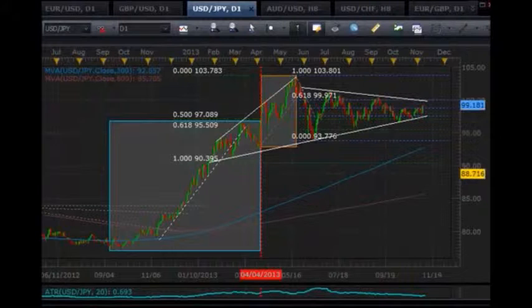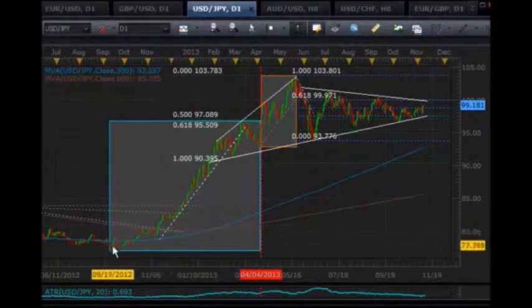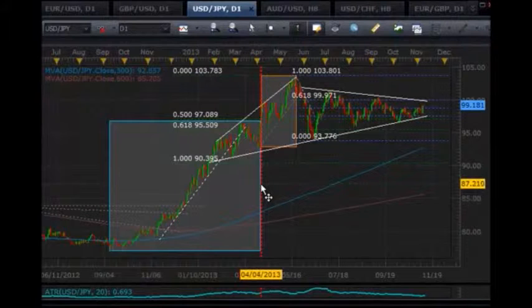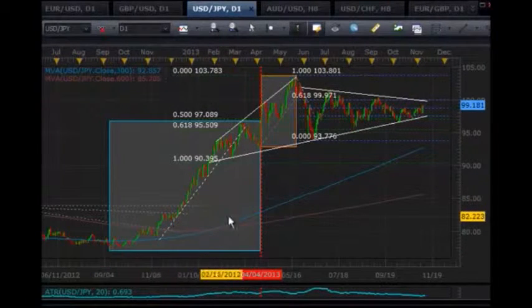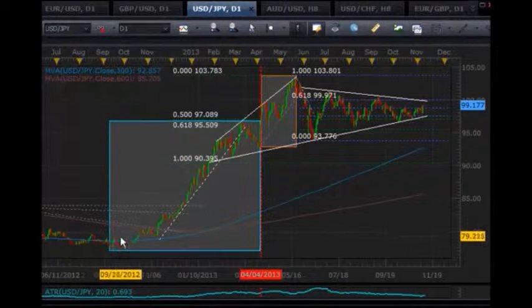We have a nice wedge pattern, just like the pound yen, and I have these boxes here because they relate to the Bank of Japan stimulus program. This big lead up in the yen started a number of months before the actual stimulus program was introduced. Well, guess what? It started around September, October.